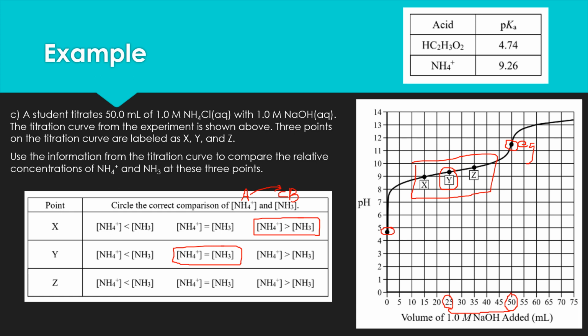And point Z would be the opposite. We should have more of the base form because we are above our pKa of 9.26, and therefore we should have more of the base form. All right, so we're just using the titration curves, using the information presented, the pH, the pKa, to determine which chemical is in higher concentration. It's not too bad to be able to compare these.